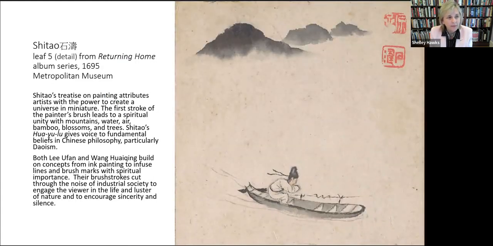So in summary, Shitao's treatise on painting attributes artists with the power to create a universe in miniature. The first stroke of the painter's brush leads to a spiritual unity with mountains, water, air, bamboo, blossoms, and trees. And Shitao's Hua Yu Lu, his remarks on painting, gives voice to fundamental beliefs in Chinese philosophy, particularly Taoism.